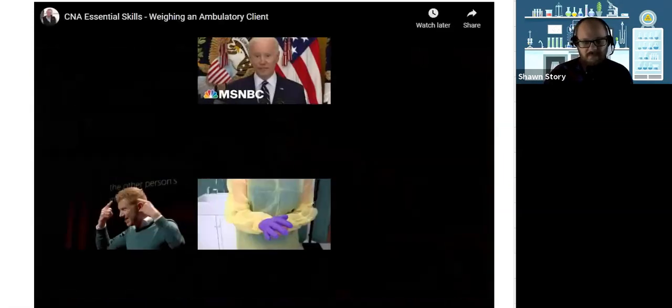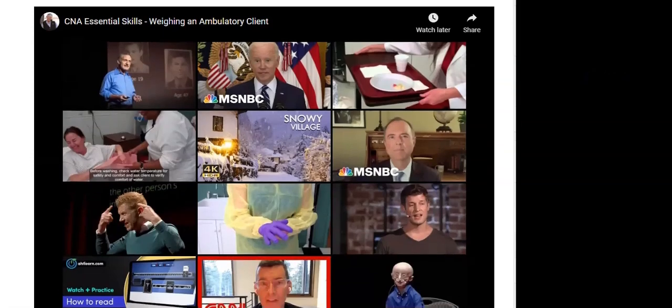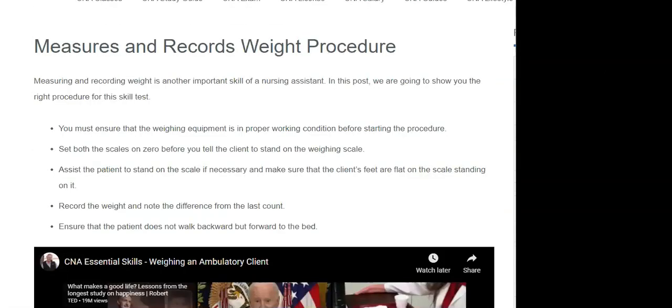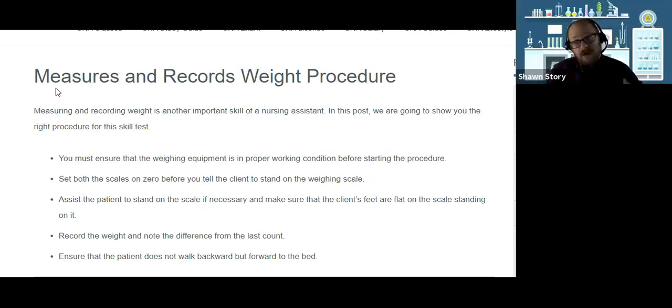All right, what did we see? We saw that she introduced herself again and made the patient feel comfortable before asking her to take her weight, and then asked if she could help the patient. She's like, do you need any help? Nope. All right, sounds good. What else did you see?